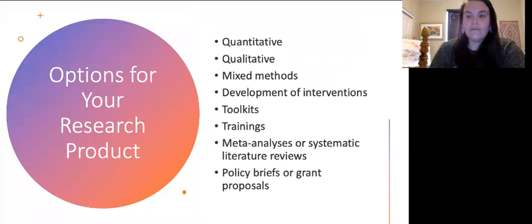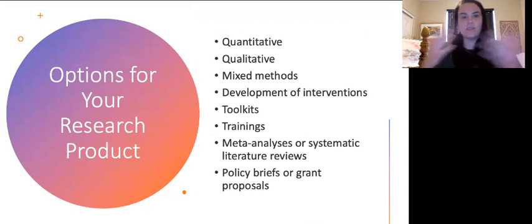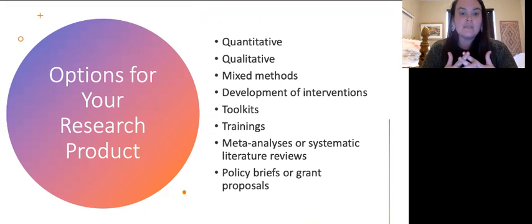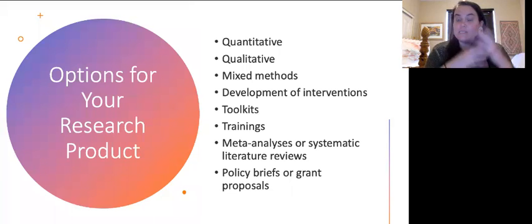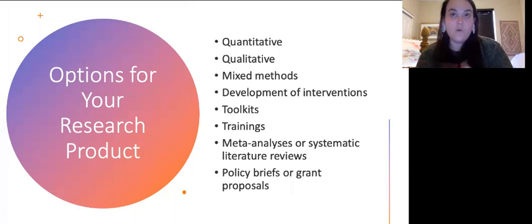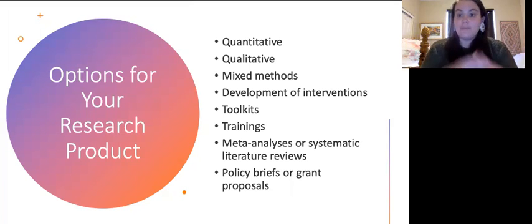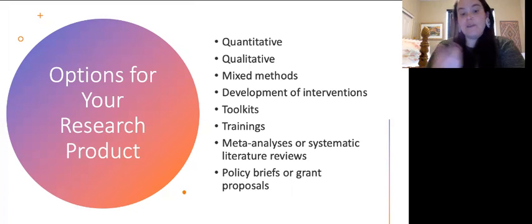Thinking about study design and how we're doing it, we have so many options for our research product. Is it quantitative, qualitative, maybe a mix of both, mixed methods? You could develop an intervention that would be maybe just a small piece of it. You might not actually carry out the intervention over the semester, but maybe designing one can be your product. We can come up with toolkits or trainings, even meta-analyses or systematic literature reviews, which we'll talk about in week 2. And then policy briefs or grant proposals, I'm sorry, week 3.